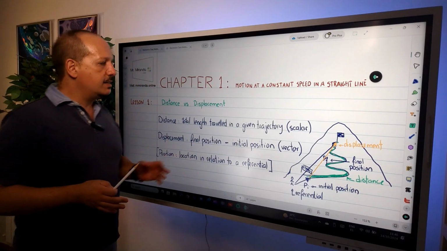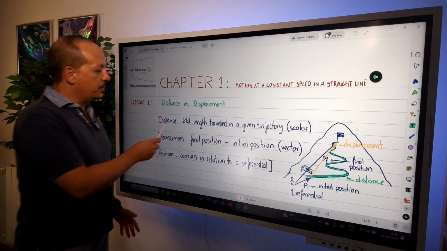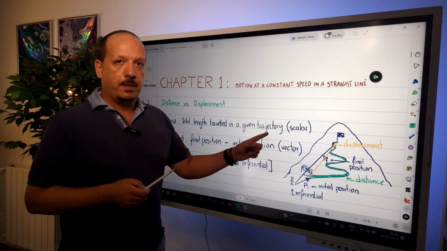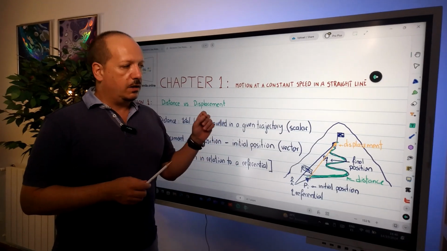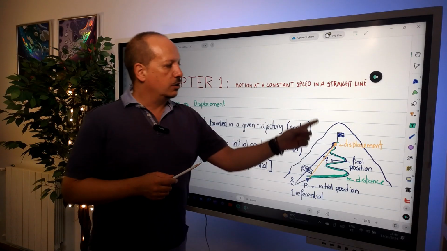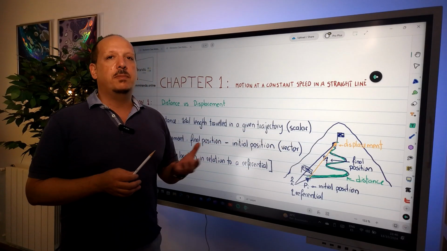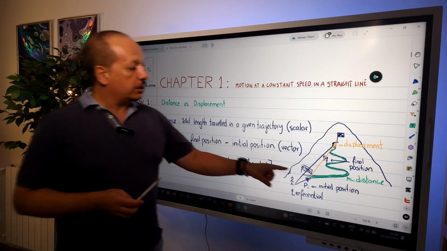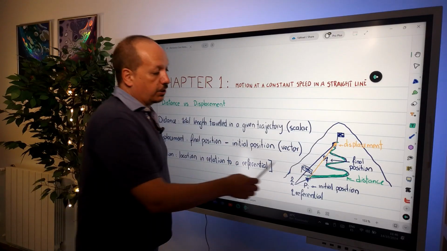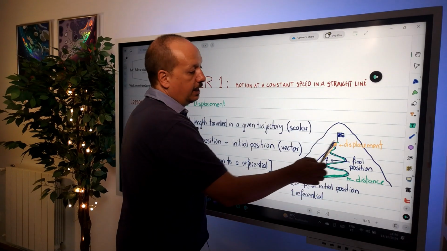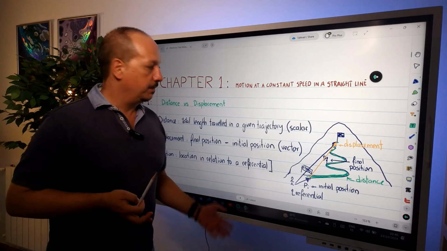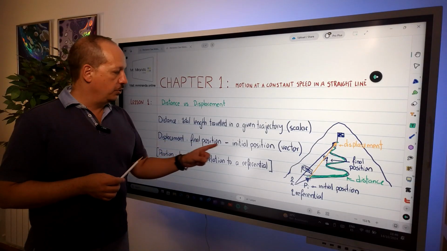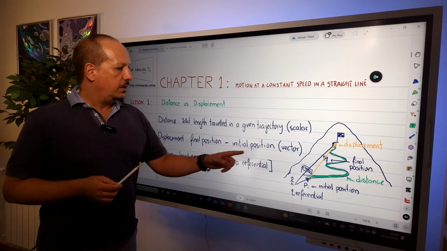What is then the distance and what is then the displacement? The distance is basically the total length traveled in a given trajectory. It's a scalar quantity. You already learned this in previous years. A scalar quantity is a quantity that is defined only by a magnitude and obviously a unit. So the trajectory here is important. If the trajectory would be something completely different, then the distance would also be different, the distance traveled until the finish line. However, the displacement is just a final position minus the initial position, and it is a vector.